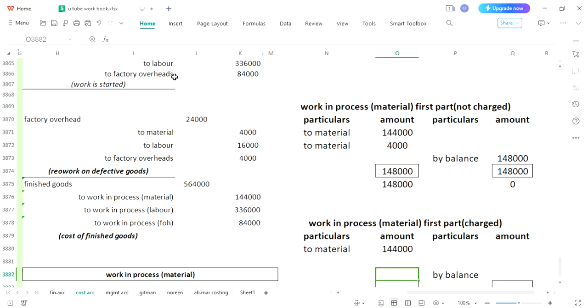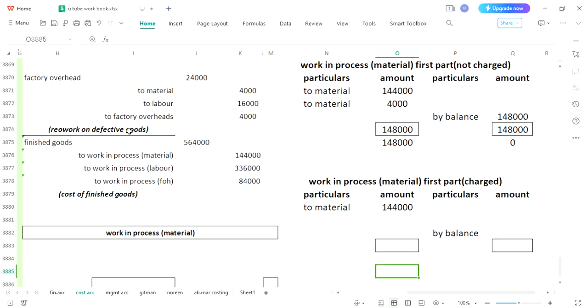Now in the second entry, work in process material is absent. It's not present. That means the ledger is completed. All postings are completed. Now we will calculate the balance. There is only one entry present over here. The first step is to calculate the total of both sides. Total of debit side is 144,000. Total of credit side is 0. Nothing is mentioned, and there was only one amount present on the debit side.